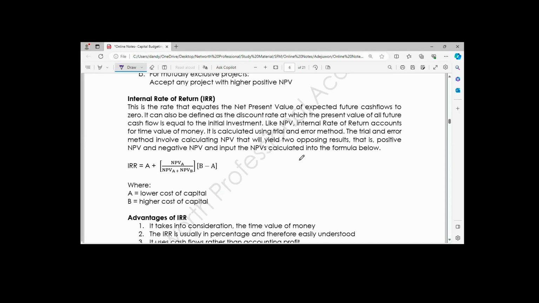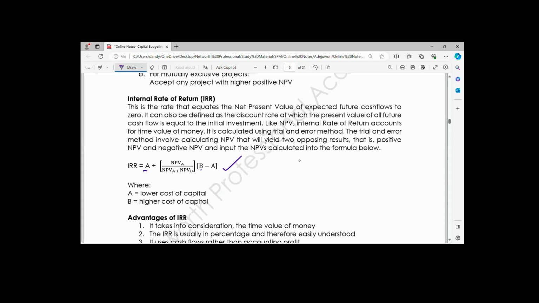Step 2 is to calculate internal rate of return using this formula you have there. A is the lower discount rate. B is the higher discount rate. Remember, you assume two discount rates. One will give you a positive NPV, then the other one will give you a negative NPV. Therefore, once you calculate your internal rate of return, then of course you need to advise whether the project should be undertaken. Then that will take us to the decision rule under internal rate of return.